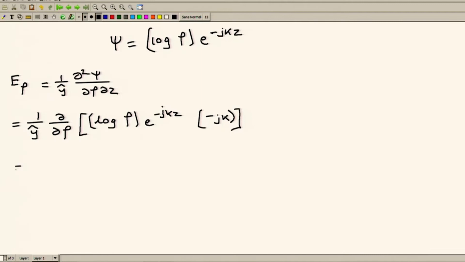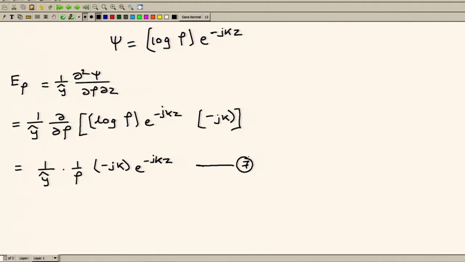Now we will differentiate with respect to rho. So, we will have del rho of log rho as 1 upon rho and minus of j k e to the power minus j k z. So, this is equation 7.